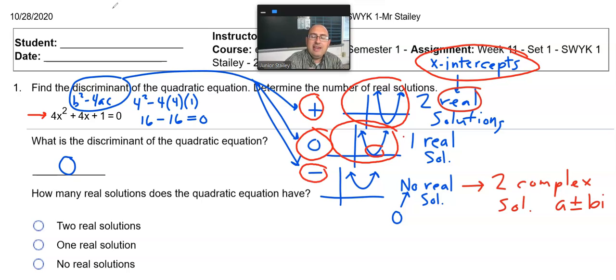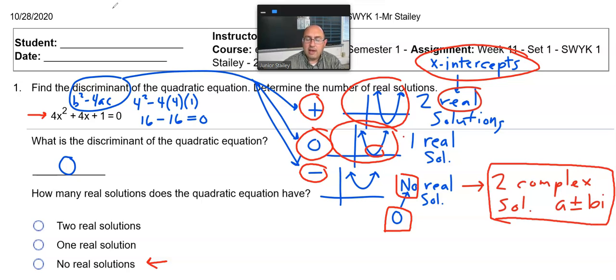If we end up with a negative discriminant, then we are talking about something that completely misses the x-axis. There are no real solutions. And I don't care if you use 0 real solutions or if you actually write the words no real solutions. You can obviously see in this example that they use that phraseology. But if there are no real solutions, it kicks you into a different situation. It's telling you that you have two complex solutions.